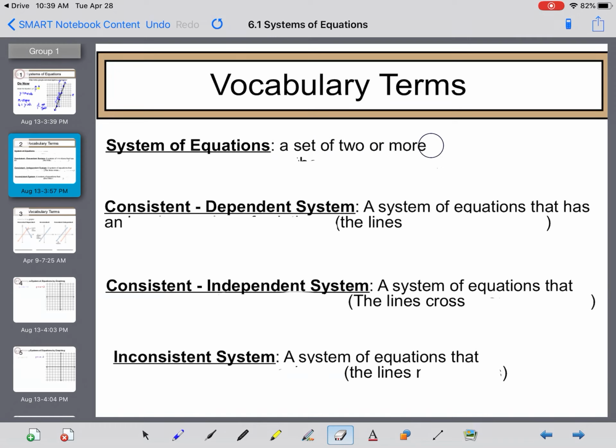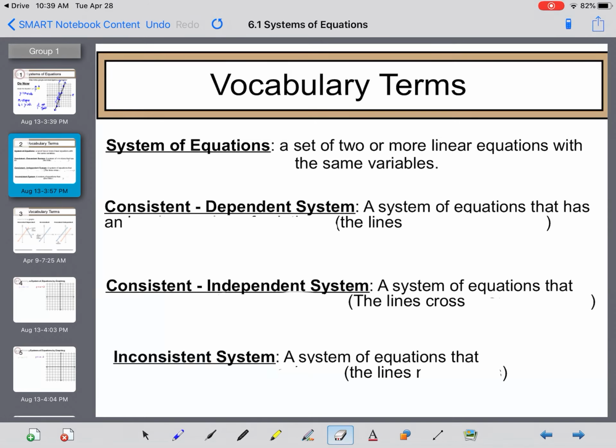Vocabulary terms. System of equations. A system of equations means two or more equations with the same variables. We're going to be working with systems. It might be 2 equations, it might be 3 equations, which means we're going to have to plot either 2 or 3 lines on a graph.